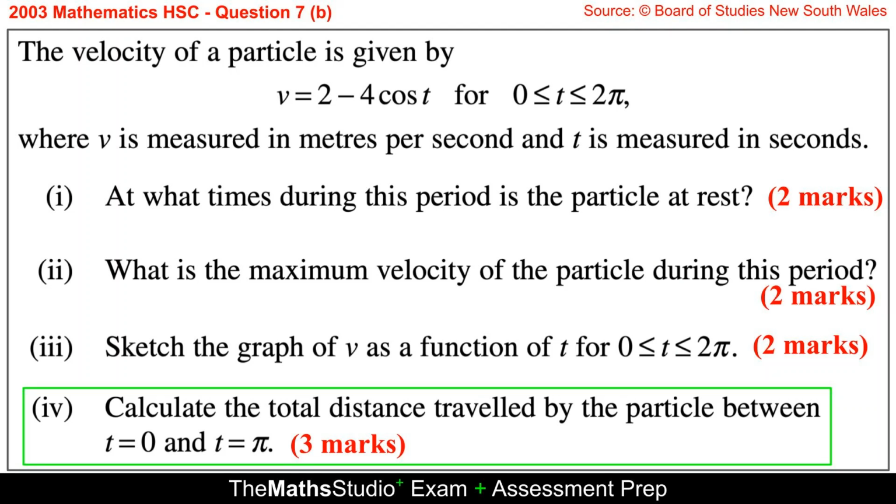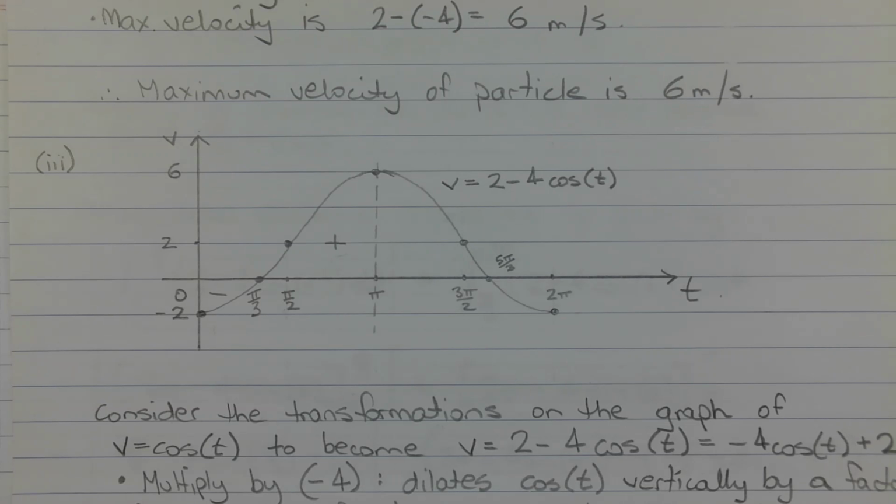Part 4. Calculate the total distance travelled by the particle between t equals 0 and t equals pi. Since the question is asking for the total distance travelled by the particle rather than the displacement of the particle, we need to consider the unsigned area bounded by the curve v equals 2 minus 4 cos t from t equals 0 to t equals pi.